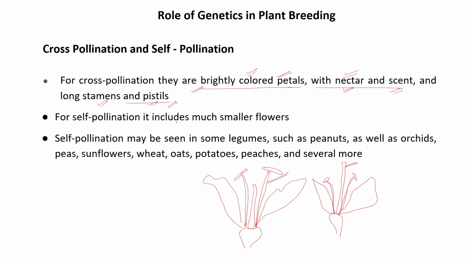So self-pollination includes much smaller flowers. Generally the flowers are not very brightly colored and do not have nectar, because they do not have to attract any insects. So they are quite small. Self-pollination may be seen in some legumes such as peanuts, orchids, peas, sunflowers, wheat, oats, potatoes, peaches, and several more.